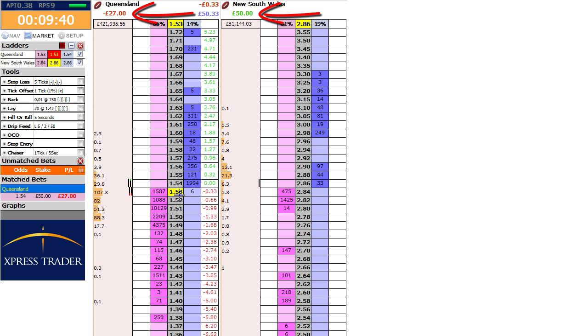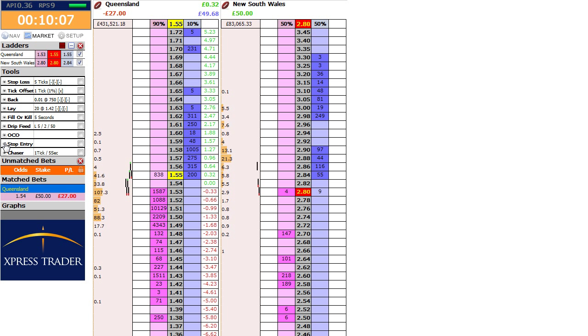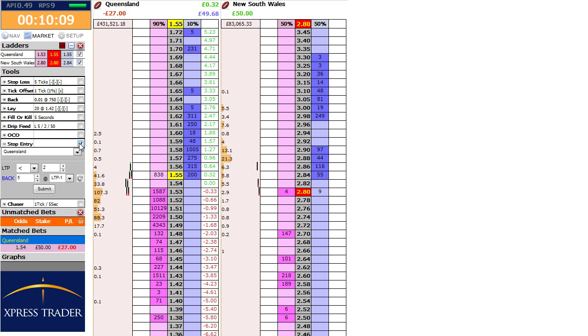That gives me a liability should Queensland win of £27 and a £50 win should New South Wales win. But we're going to trade this game whilst it's in play and see what happens during the match. I'm just going to go and put a back bet in should everything go our way.